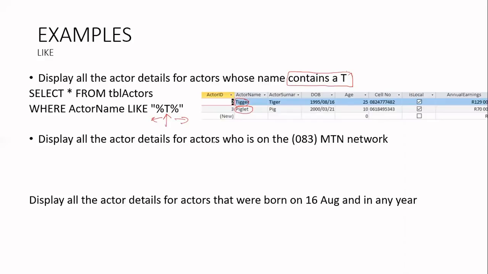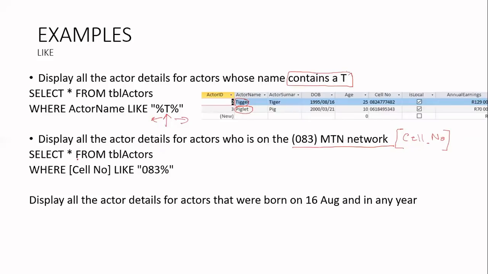Display the actor details for actors who are on the 083 MTN network. Okay, so that works on the cell number. We've got a field called cell number. Remember, there was a space in that field name, cell number. And from my previous video, you know that when a field contains a space, you need to refer to it using square brackets. And there we are. Where cell number, there's the square brackets, LIKE, and I want the pattern 083 with anything else that follows.